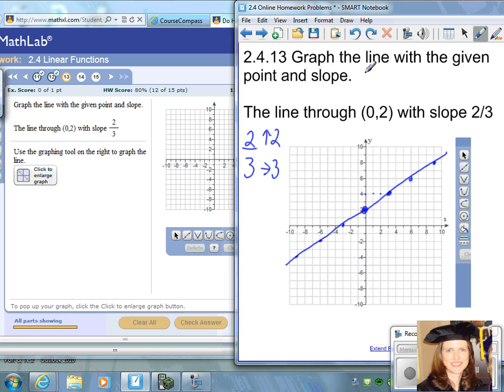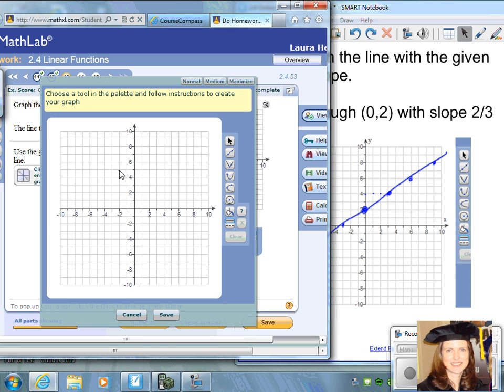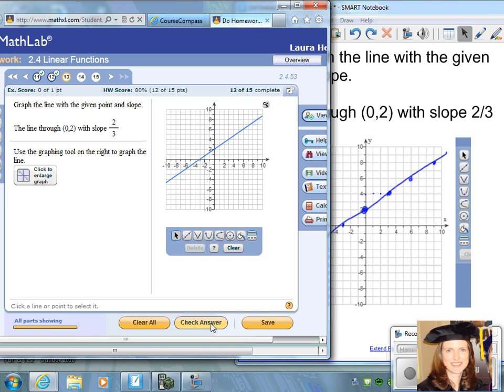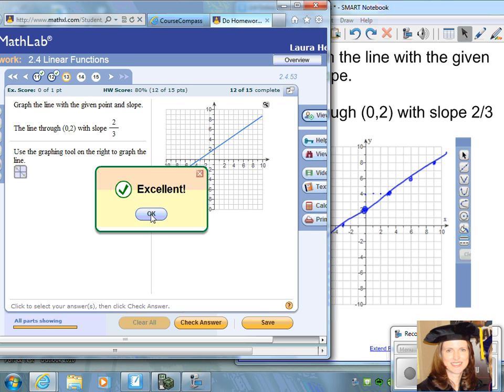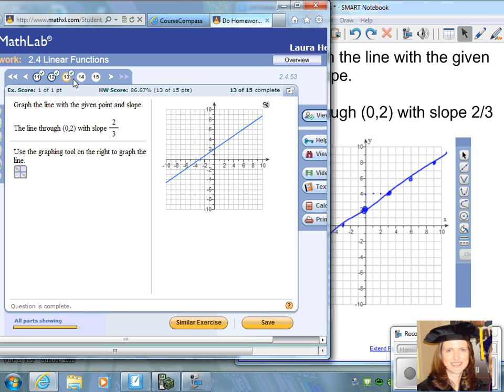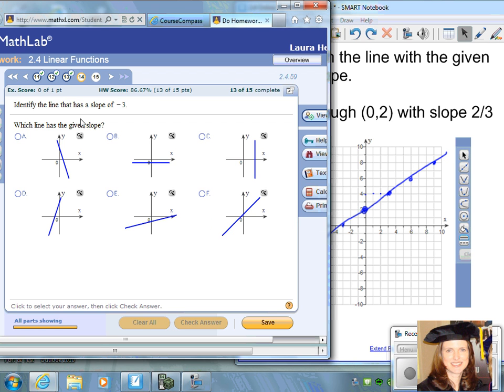Now let's see what it looks like when we graph it. Here we're going to start with the point 0. Click on the line tool, the point 0, 2, and then from there we move up 2 units to the right 3 units and make your second point. Save and check your answer. Excellent. Just a couple more questions in this section.